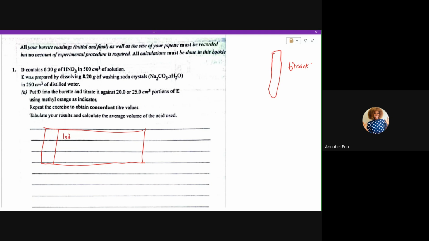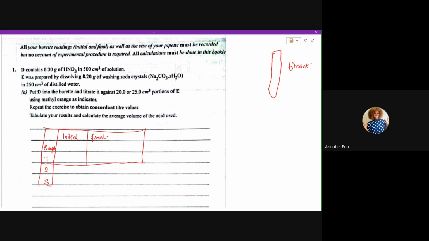So we have initial. Sometimes some persons will be in the column or in the row. It just depends on you. We have initial and then we have final, and then we'll have our rough if necessary. Then we have our first reading, second reading, third reading.